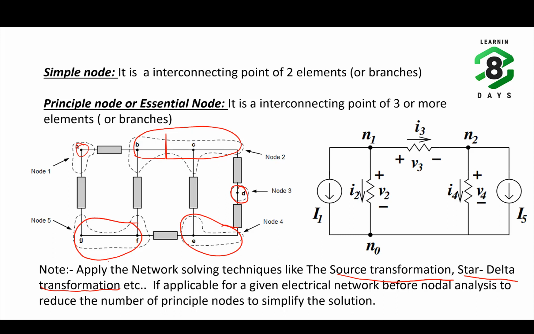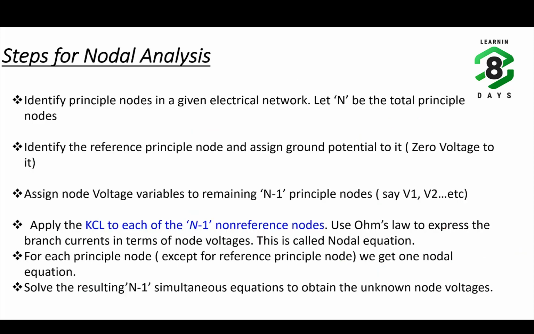In this network you can see there are three principal nodes: N0, N1 and N2. So it is a network with three principal nodes. N0 is the reference node for this network. Always we assign the reference node voltage as 0 volts. Understand? Next, steps for nodal analysis.